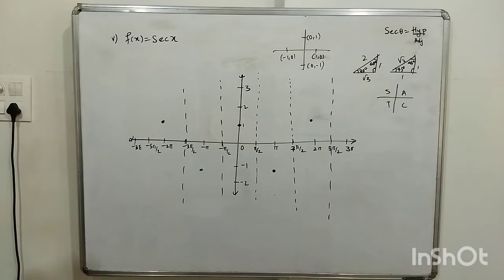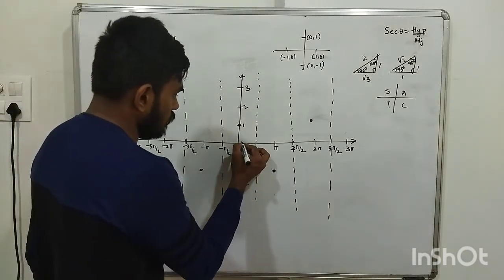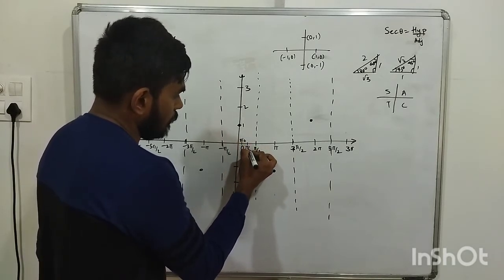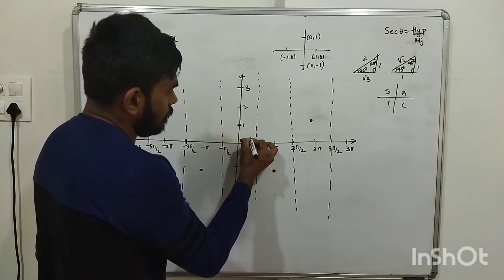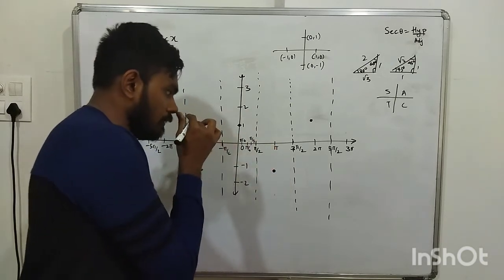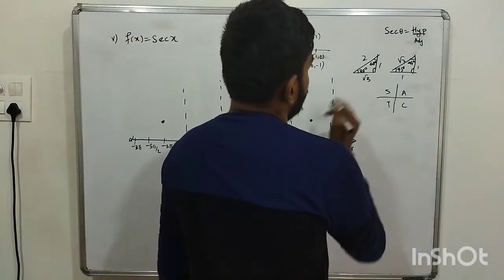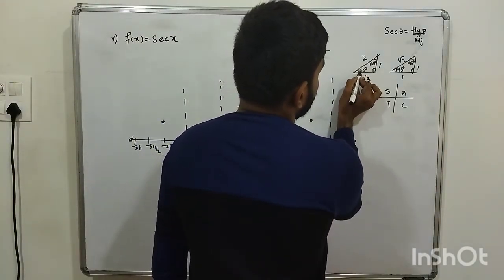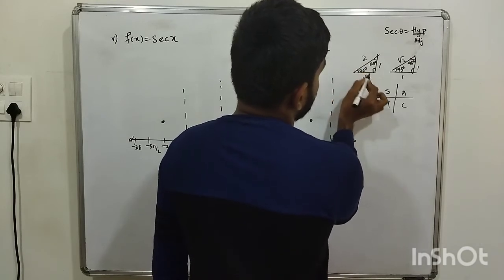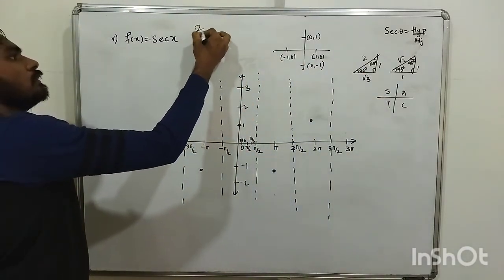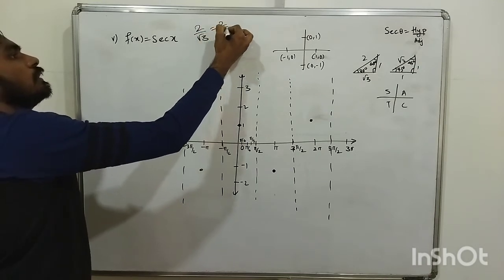So sec of, first, here we will see. Looking at this, we will come to know the remaining graph. Pi by 6, pi by 4 and pi by 3. Here it is pi by 2. So sec of pi by 6, sec of 30 degree. Sec of 30 degree is hypotenuse upon adjacent. Hypotenuse is 2, adjacent is root 3. So 2 upon root 3, which is 1 point something.